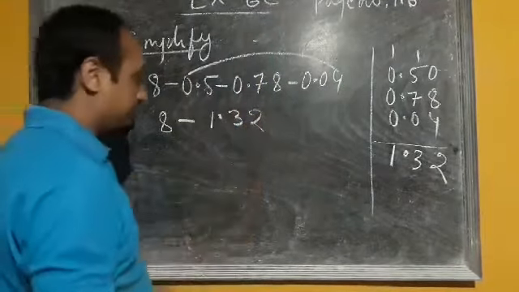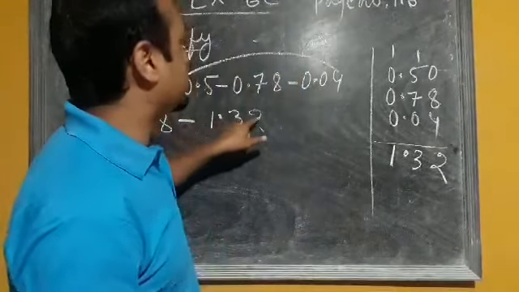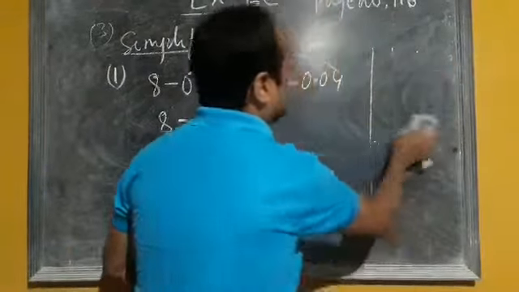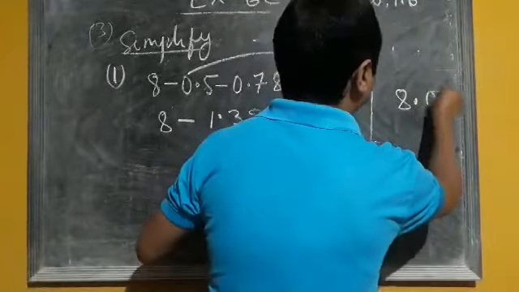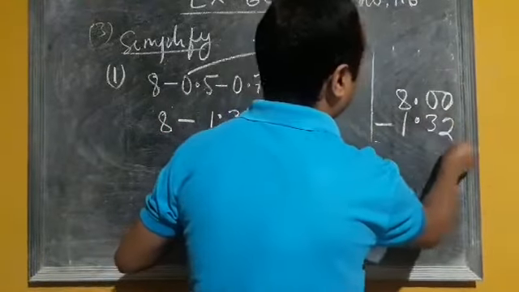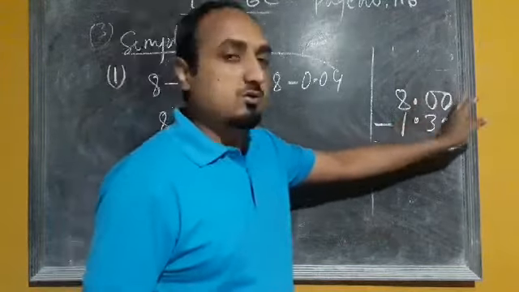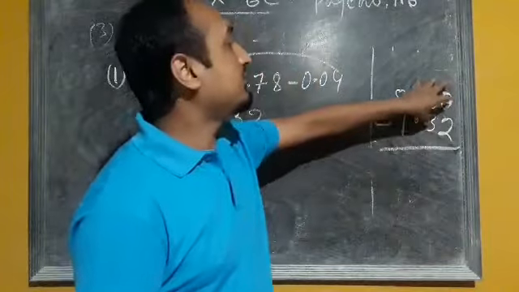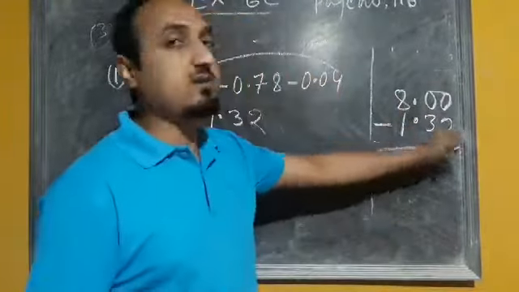1.32. Now you have to do one more thing. Now 8 minus 1.32. So how to subtract this? We can write this one as 8.00 minus 1.32. Okay, so this one can be written as 8.00. 8.00 is nothing but 8. So in order to make this subtraction easier, I am writing in this form.